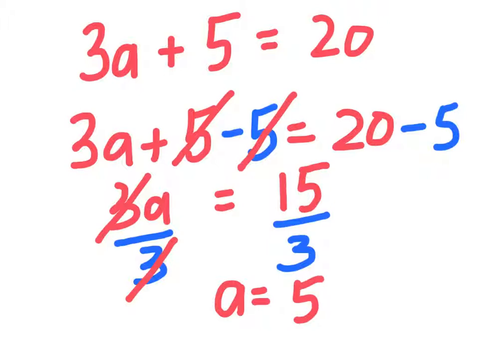And again, I can check that my answer is correct. So if a equals 5, I go to my original equation. I have 3 multiplied by a, which is 5, plus 5 equals 20, so 3 times 5 is 15, plus 5 is 20, so I know I am correct.